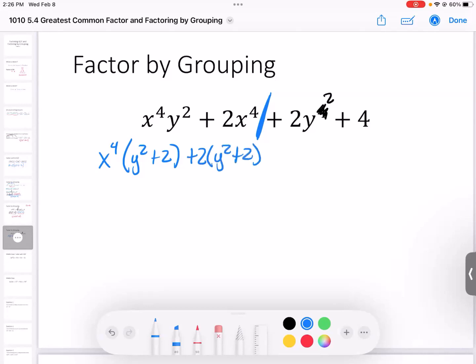So that's good that my parentheses are matching, because that means I now have common factors between these two terms. And I can pull out that common factor of y squared plus 2, which leaves me with x to the 4th plus 2 when I divide that out. And so that would be the factored form of this polynomial.